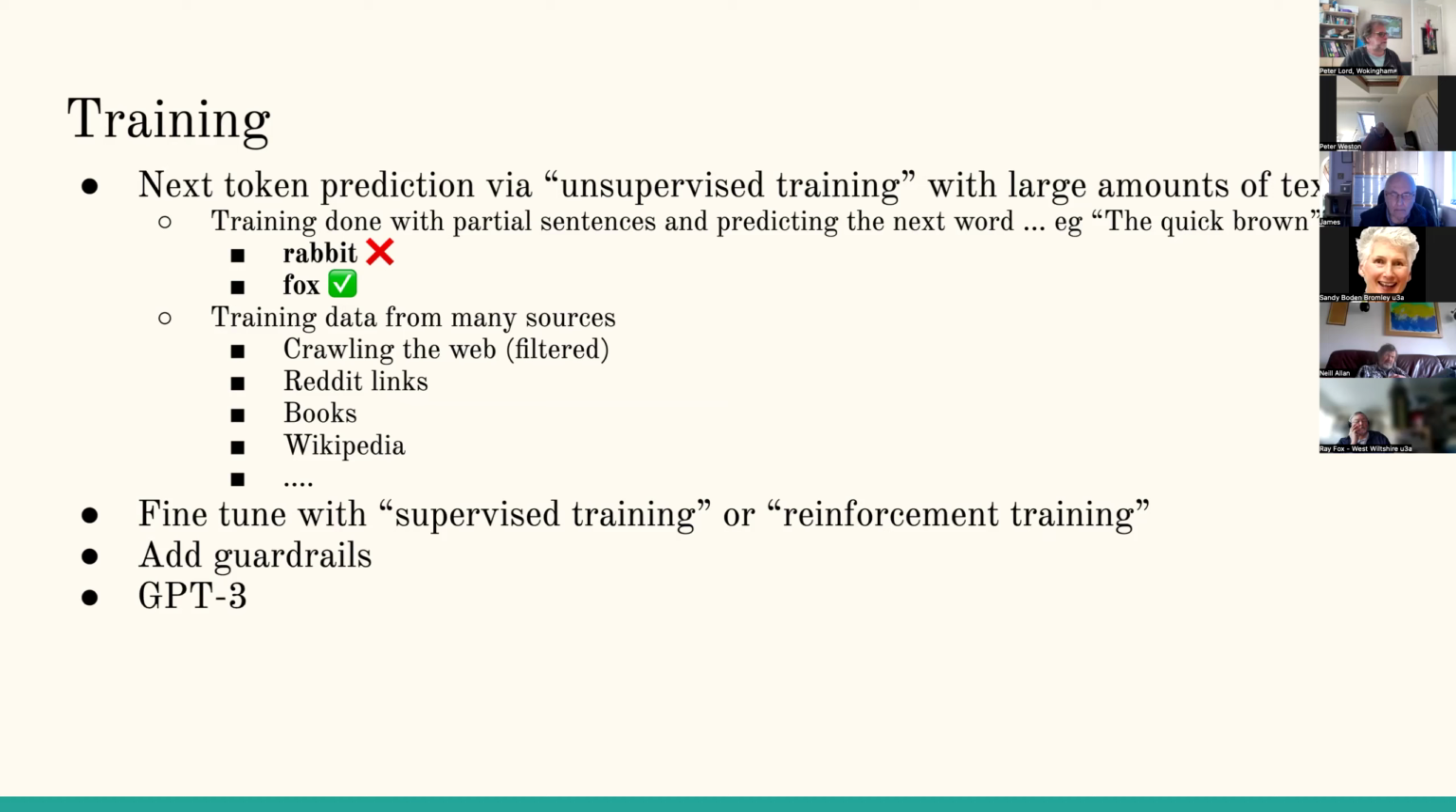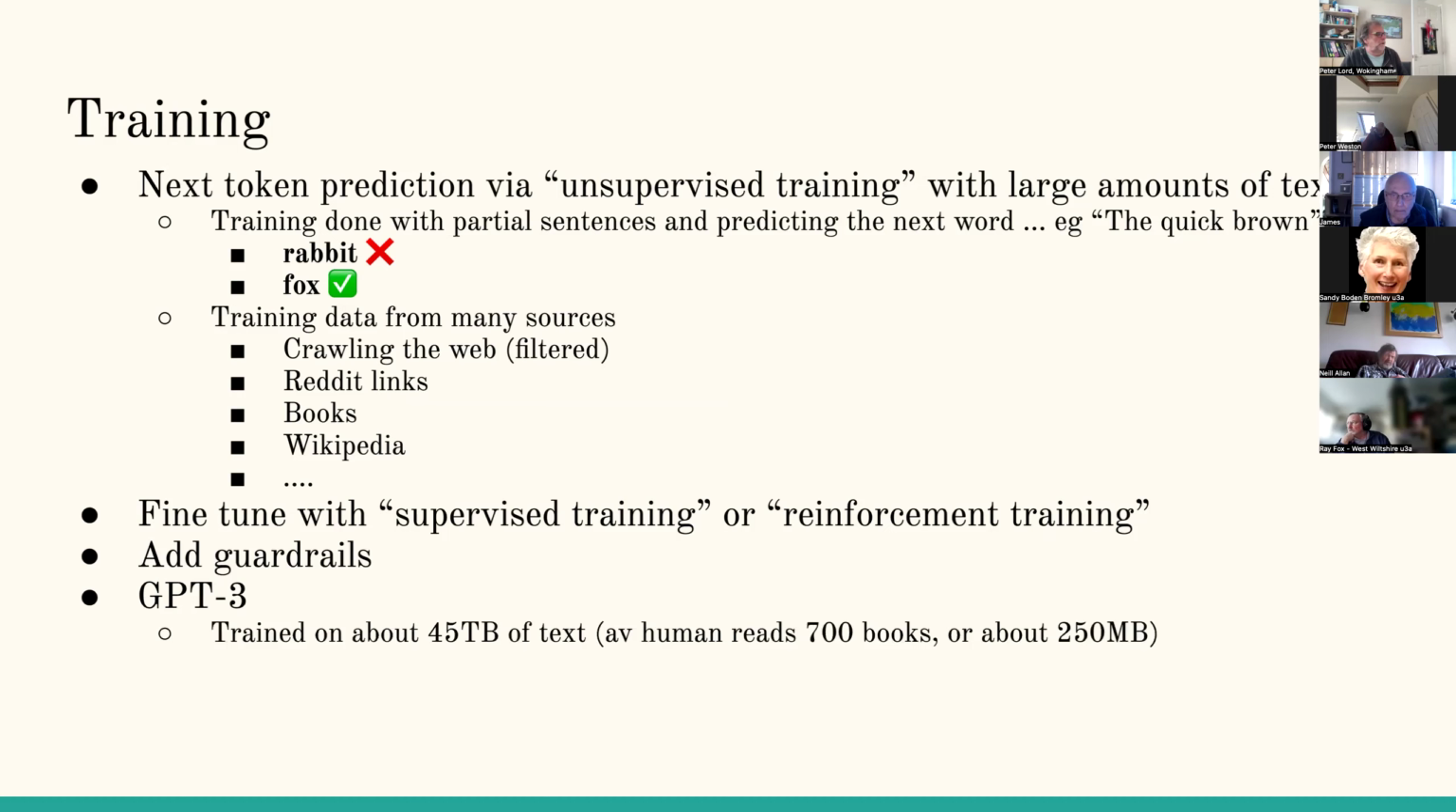Now, just as an example, GPT-3, 2010, was trained on about 45 terabytes of text. To put that into context, the average human person reads about 700 books in their lifetime, which is about 250 megabytes. So this is a colossal amount of data that needs to be found to train these models. It's absolutely massive.